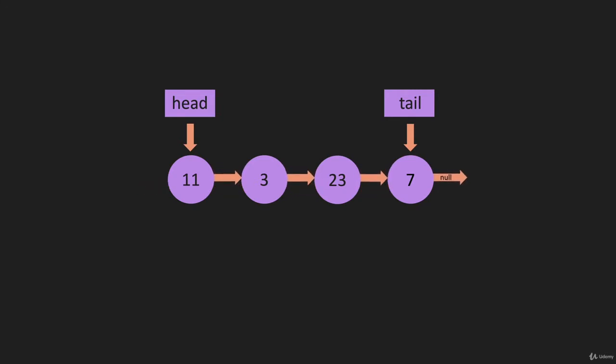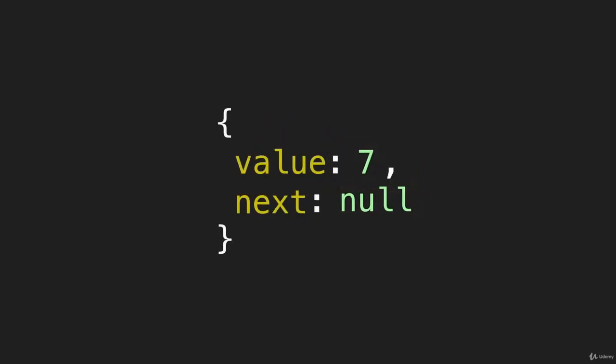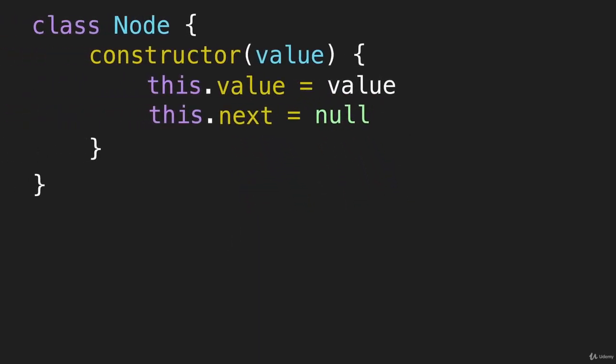For now, I'm going to convert this back to a singly linked list and just look at one of the nodes like this. Remember, it was just a value and next. And our constructor looked like this. We just had to create value and next.